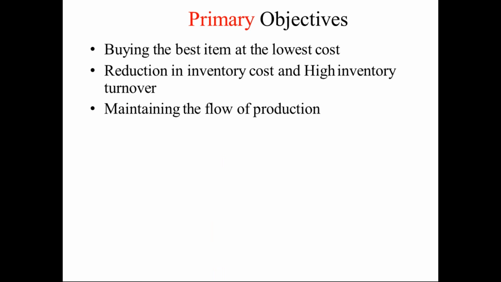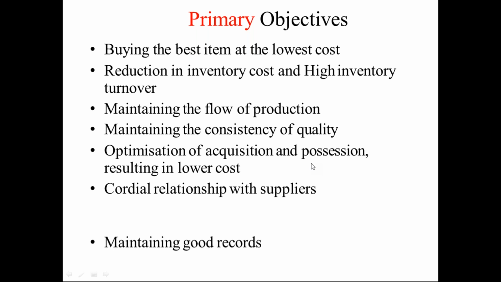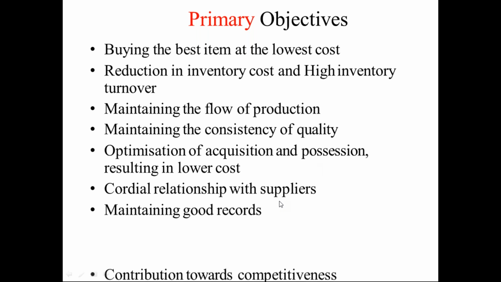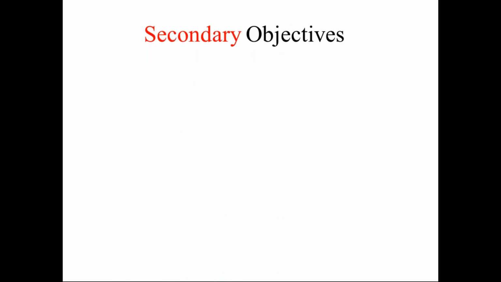Now we'll be seeing the primary objectives of materials management. The first can be buying the best item at the lowest cost, then reduction in inventory cost and high inventory turnover, maintaining the flow of production, maintaining the consistency of quality, optimization of acquisition and disposition resulting in lower cost, cordial relationship with the suppliers, maintaining good records, contribution towards competitiveness, and personal development. So these were the primary objectives.